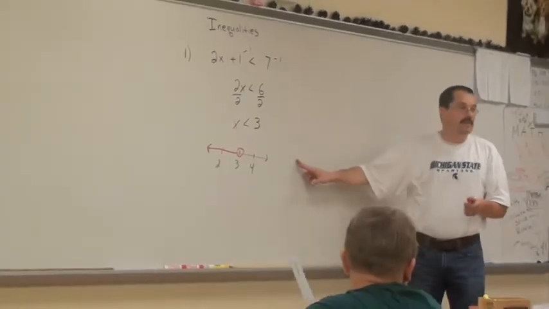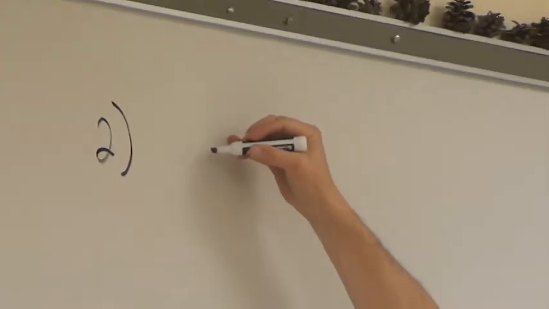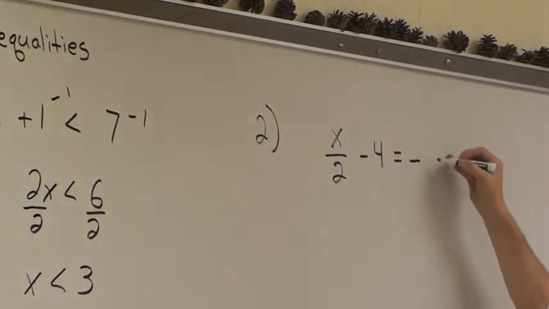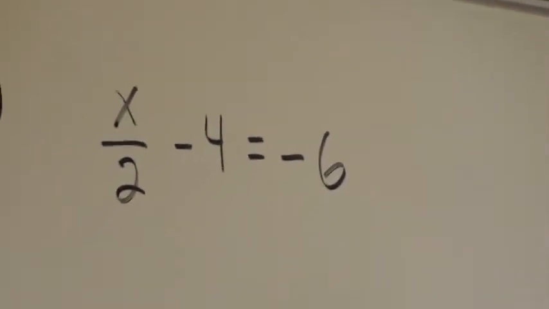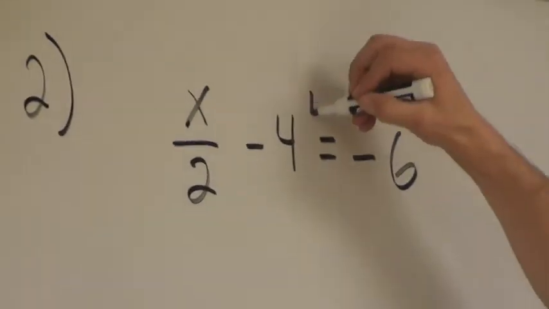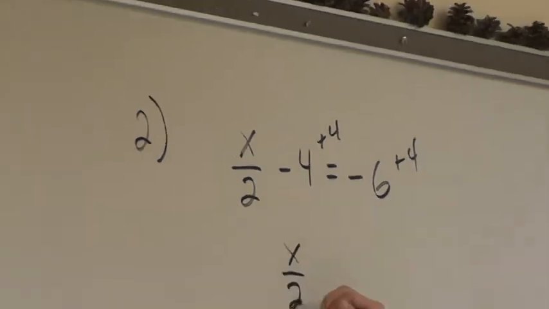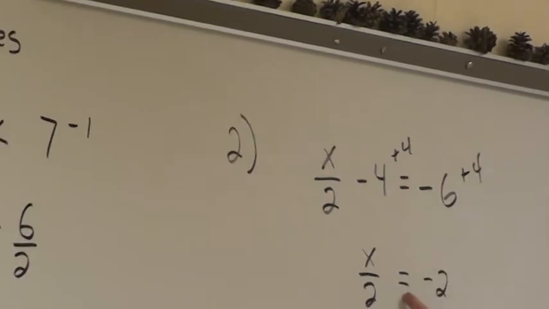Alright, everybody okay with number 1? Okay, we're going to try another one here together and look at a couple things. Okay, number 2. Let's say that we have x over 2 minus 4 equals negative 6. Okay, need some help on this. What do I do to both sides first? I'm going to go all the way to the back to Sarah. You add 4 to both sides. Good. Okay, Sarah, what's left after she does that? X over 2 equals negative 2. Good.